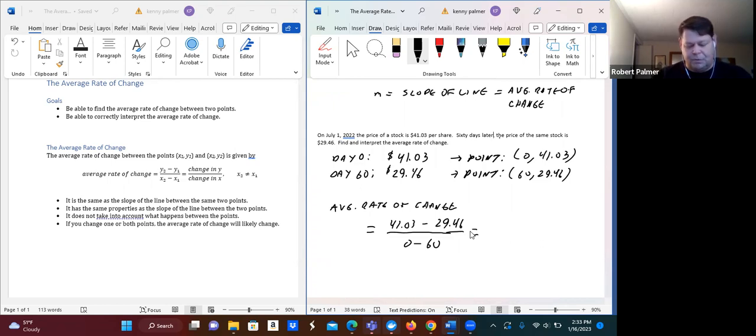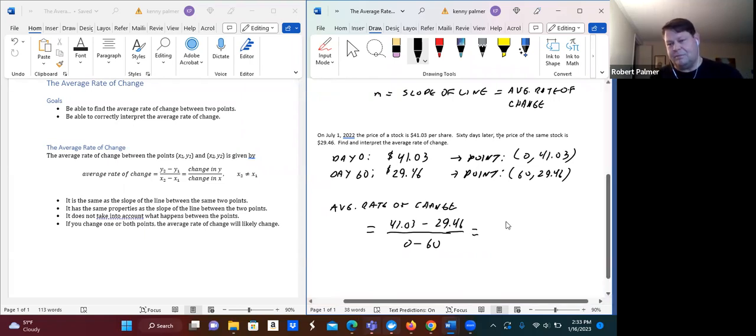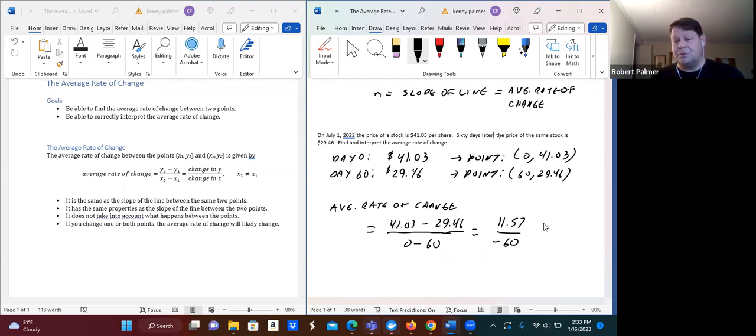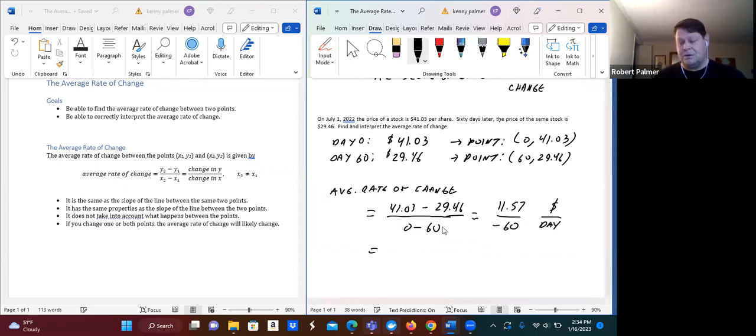So 41.03 minus 29.46 is 11.57 over negative 60. Let's also remember what our units are, because that's useful to know. The numerator is in dollars, and the denominator is per day, which tells us something important about what the average rate of change means. Let's divide that by 60, and since we're talking about dollars and cents, round to the cent. That's negative 0.19 dollars per day.